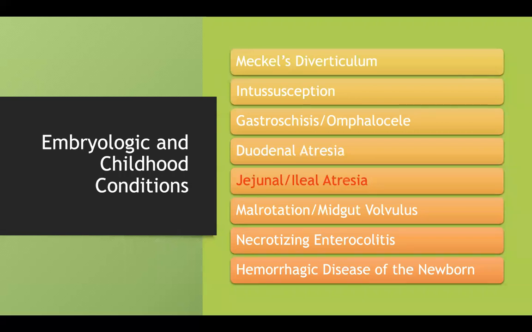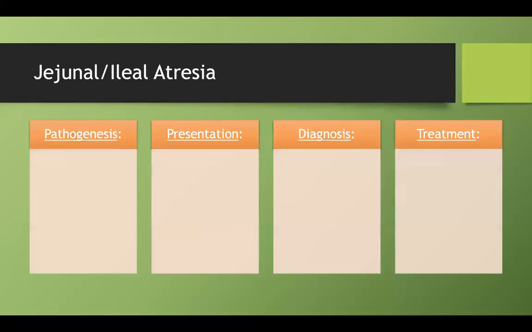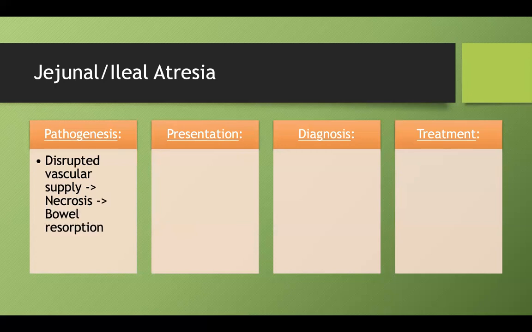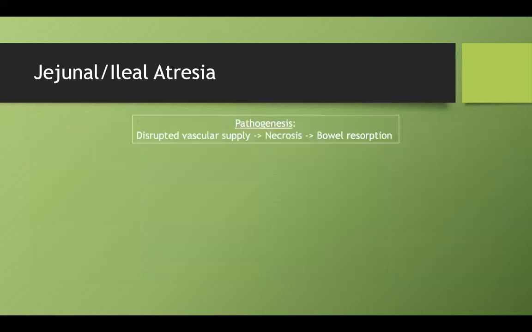And let's talk about the other types of atresia, jejunal and ileal atresia. These actually arise from a totally different mechanism than duodenal atresia. They arise from disrupted vascular supply. That can lead to necrosis, and then you'll get bowel resorption.